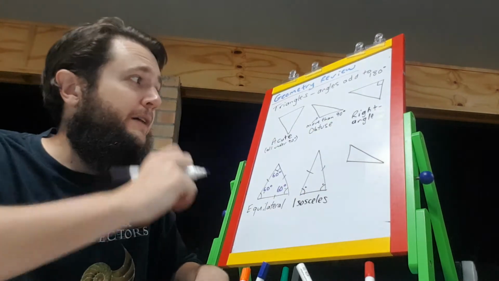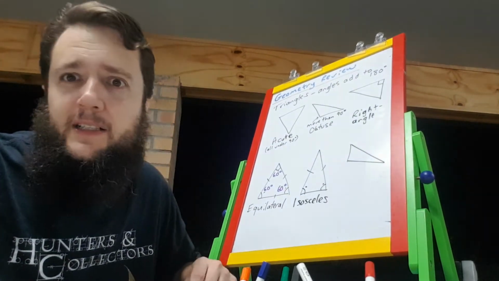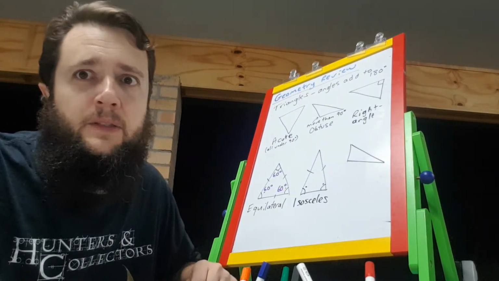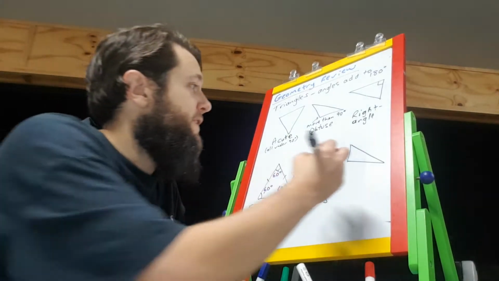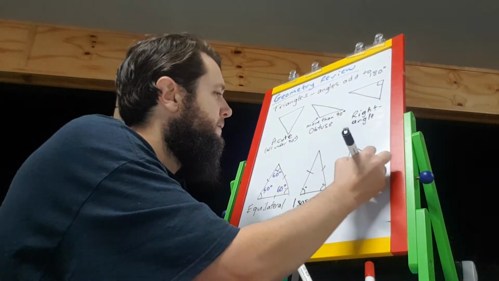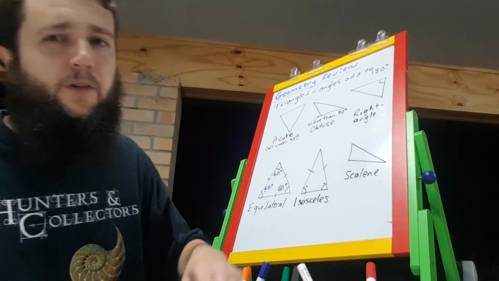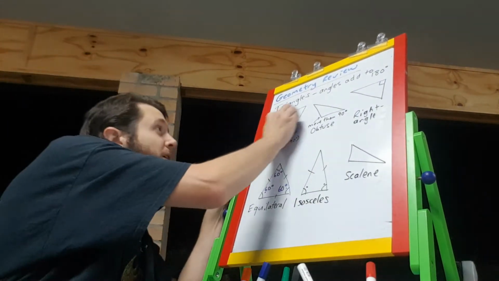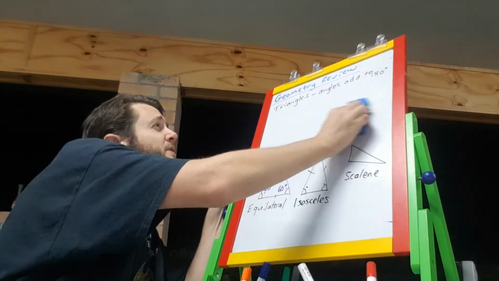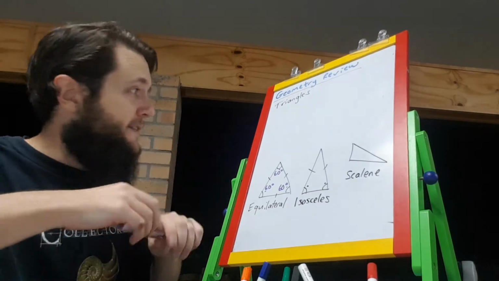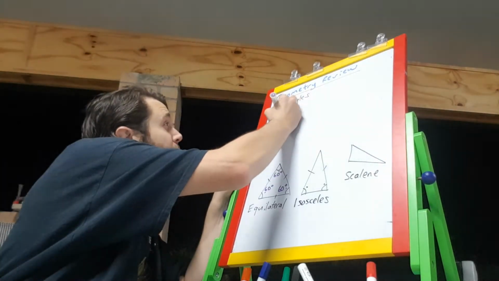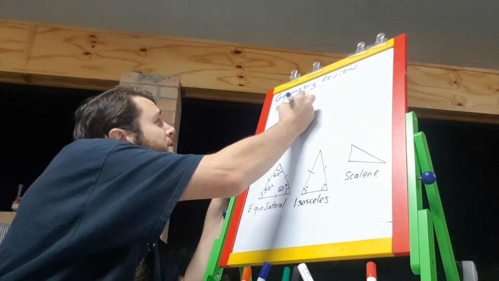Then over here, we have a triangle where none of the sides are the same length and none of the angles are the same. What's the label we have for that? Scalene. So from that, you could at times be asked to find out unknown sides. So if I did two examples, I'll do a scalene triangle.